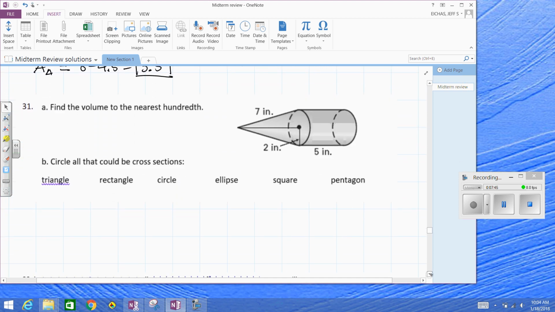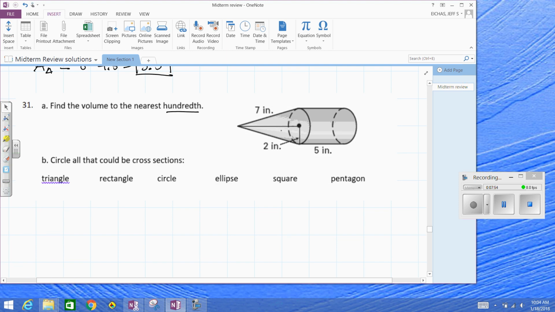Volume of this figure to the nearest hundredth. So, okay. What we have is we have to realize we have a cone and a cylinder combined. So we have to first recognize that. We're going to end up with 2 different formulas that we're going to use. So look at your formula sheet. Volume of a cone is 1/3 pi r squared h. Volume of the cylinder is just pi r squared h.